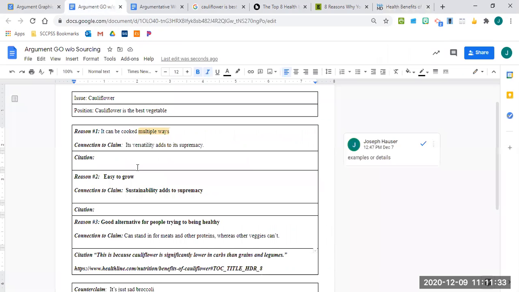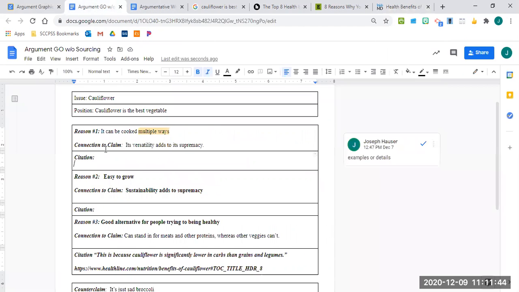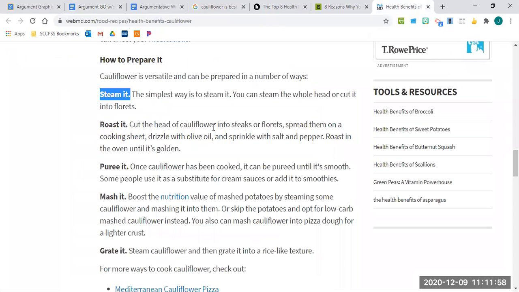I don't need to have, I guess I do. So what I'll say is just the steam it, roast it, puree it, mash it, grate it. SRPMG. Steam it, roast it, puree it, SRP, mash it, grate it. 1, 2, 3, 4, 5. Great.